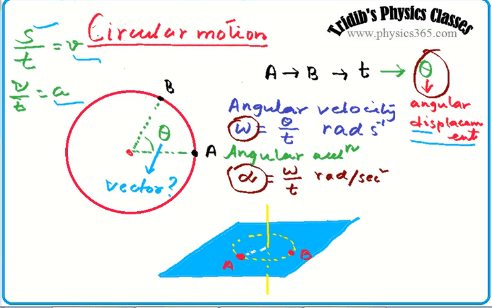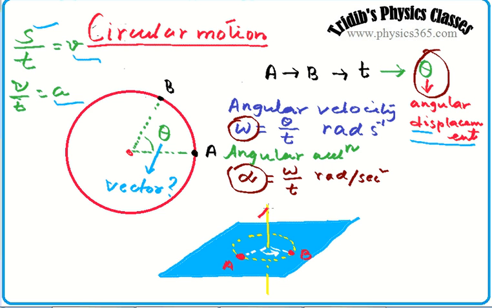You will join like this, so you will have an angle theta in clockwise or anti-clockwise direction. In this case, anti-clockwise direction because it is moving from A to B in anti-clockwise direction. So that means that rotation will be given by theta.